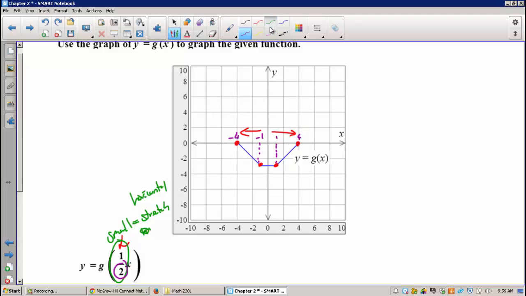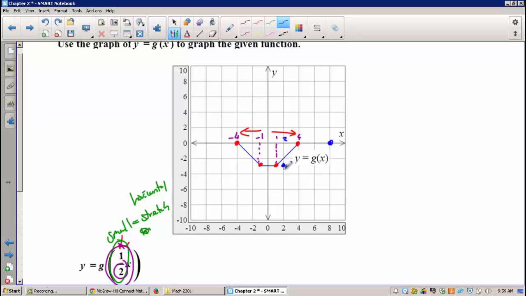Now it's all about knowing the effect. This thing stretches sideways, away from the y-axis. That means I'm going to double each quantity here. 4 will go to 8. This 1 is going to go to 2.